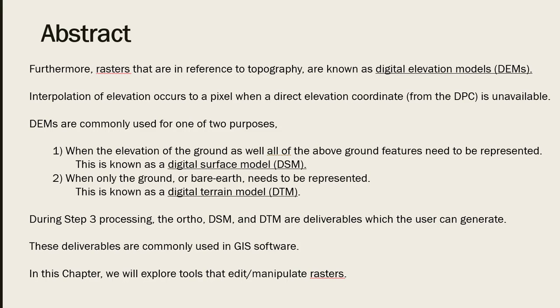Furthermore, rasters that are in reference to topography are known as digital elevation models, or DEMs. Interpolation of elevation occurs for a pixel when a direct elevation coordinate from a DPC is unavailable. DEMs are commonly used for two purposes: when the elevation of the ground as well as all of the above-ground features need to be represented, this is known as a digital surface model, or a DSM. When only the ground or bare earth needs to be represented, this is known as a digital terrain model, or DTM.